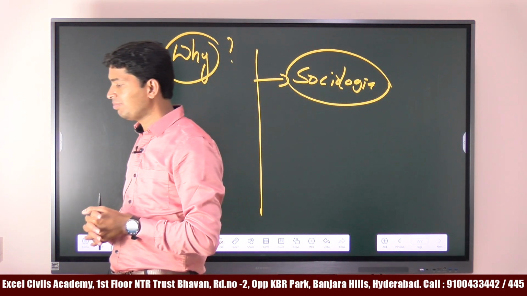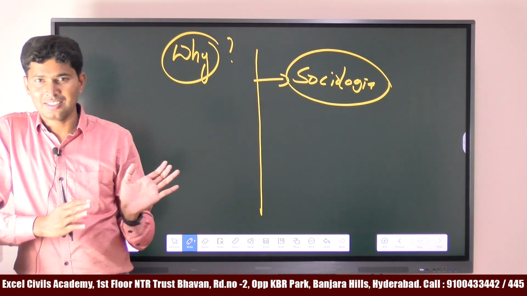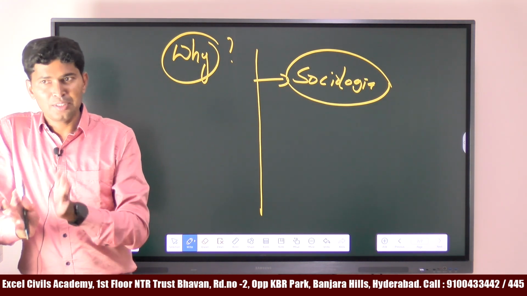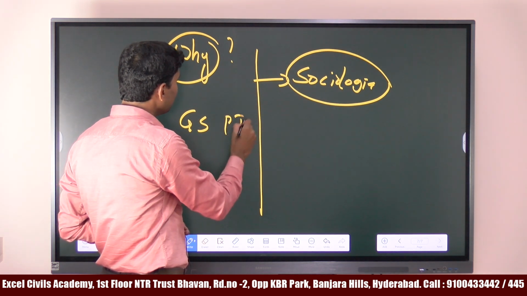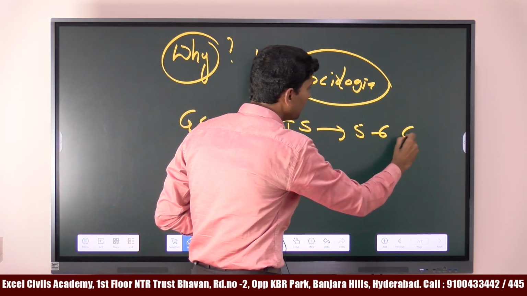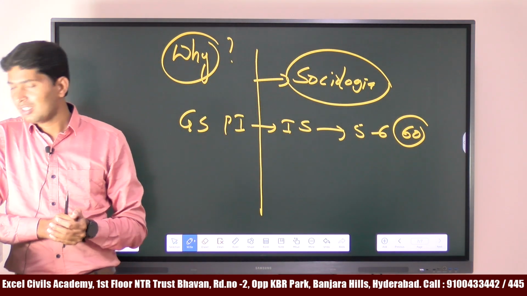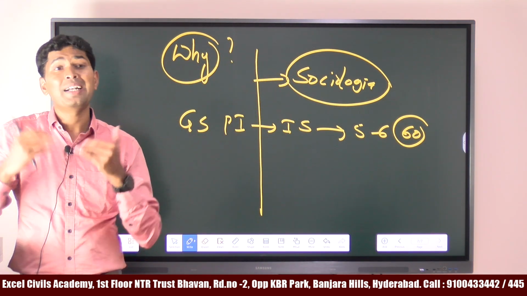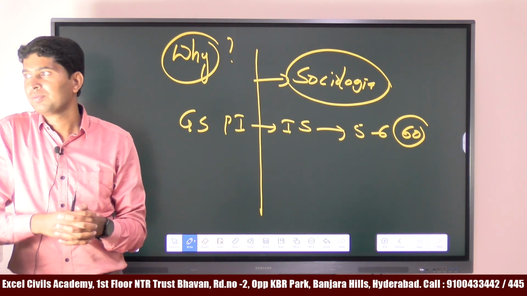Second, it overlaps with the syllabus of the other papers. In GS paper 1, there is something called Indian society, where 5 to 6 questions will come, meaning roughly 60 marks. If you have taken sociology optional, you can directly attempt these questions with better answers. In fact, compared to a general studies candidate, you will be able to score more.